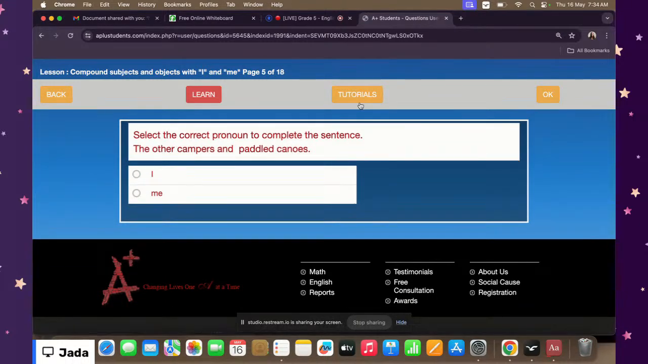Good. All right. The other campers and dash paddled canoes. So I or me? Which one? I. The other campers and I paddled canoes. I is the correct one.